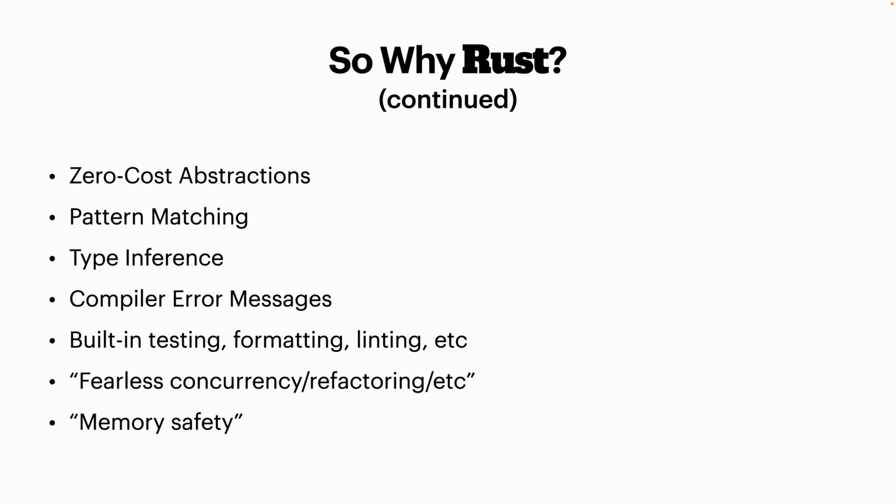Zero cost abstractions come up quite a bit, and this is kind of a foreign concept for JavaScript people, but the idea here is that if you use a high level language feature, right? If you use generics or something like that, that will add a potential compile time cost, but it will not add a runtime cost. So you get to use nice high level language features, and you only pay that cost when you're compiling, not when it matters, when you're running your production application.